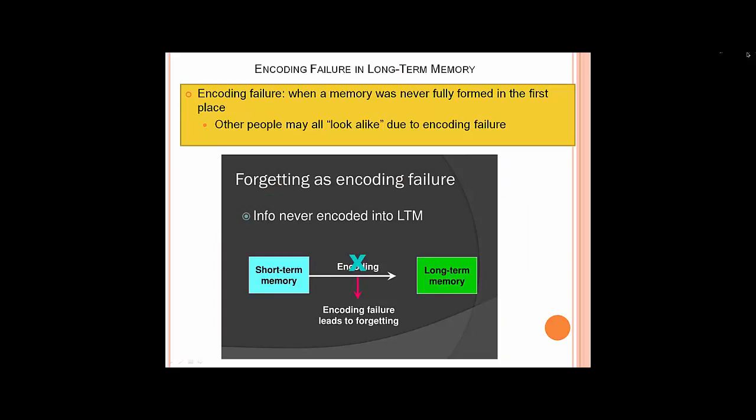Encoding failure in long-term memory is when a memory was never fully formed in the first place. You've got to form the memory, and remember I told you that meaning is most important to us for remembering something. So if you're going to remember anything, it has to have meaning. Not necessarily relative to how you're going to apply it, but meaning relative to the life or to you in general. But forgetting as an encoding failure means that it never really was formed in the first place.